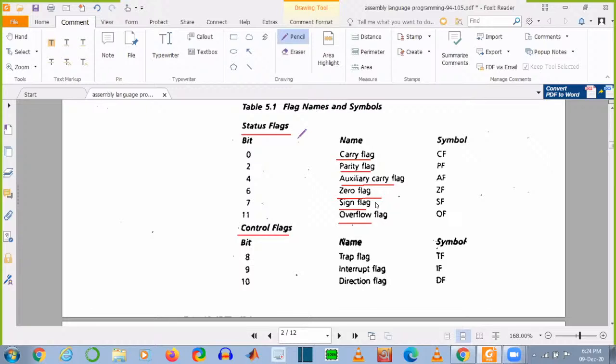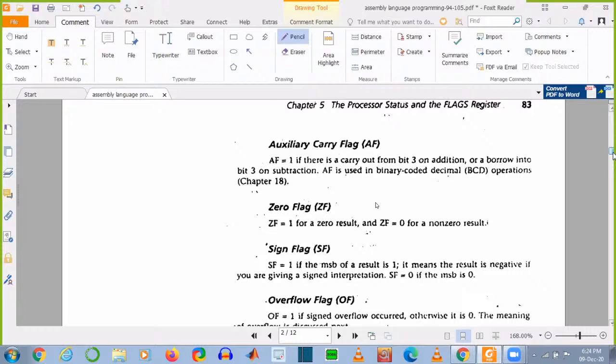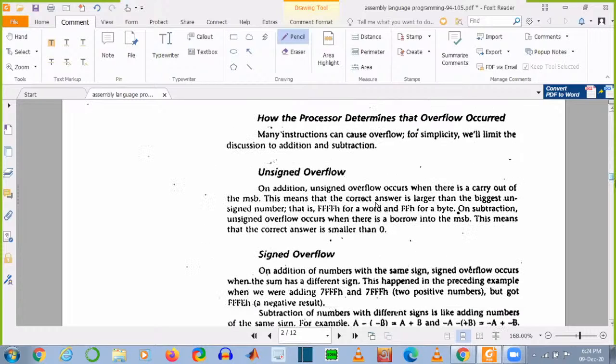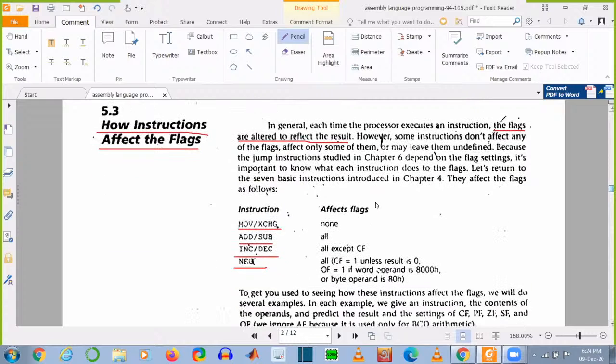Then we have 3 flags called control flags. Those are trap flag, interrupt flag, and direction flag. Trap, interrupt, and direction. So there are 6 status flags and 3 control flags. Now let's come here. We have 6 status flags, and here we're going to discuss which status flags are affected by which operation. So there are 6 status flags, right?